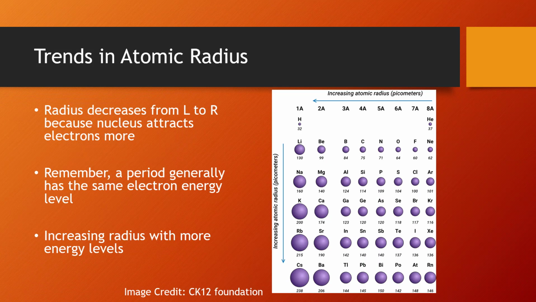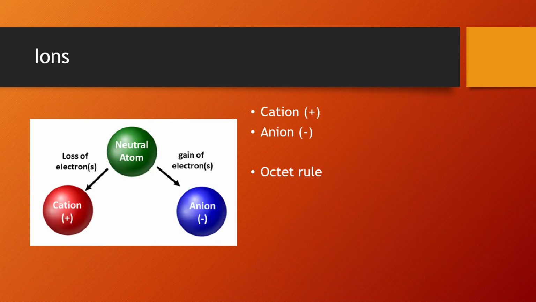Some elements are actually naturally going to form two atom molecules like chlorine, oxygen, and hydrogen, so it's easy to measure that. Some trends in atomic radius: what you're going to notice is that the radius decreases from left to right. This is because you're looking at a single electron energy level, and the nucleus is going to be attracting electrons in that energy level more as you add more protons into that atomic nucleus. Remember that a period is generally going to have the same electron energy level. So as we're going down, we're also going to be increasing the number of energy levels. So that means atomic radius increases as you go down the periodic table and decreases as you go from left to right.